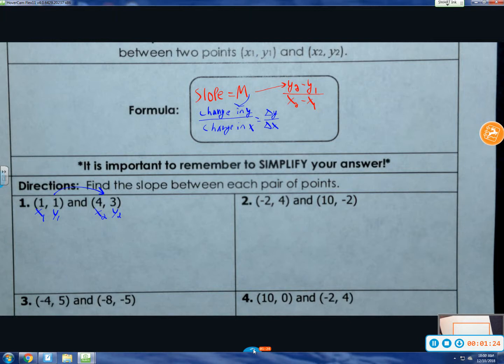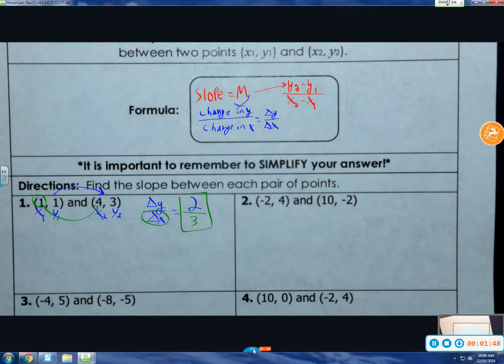So if I looked at my change in y over my change in x, my change in y is positive 2, right? Let's do change in x in green. So I'm going to take x at 1 and change it to 4. How does 1 become 4? Add 3. So we know that our change in x is 3, and this is our answer. That's it. That's simple as that.